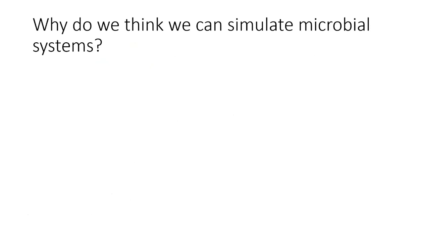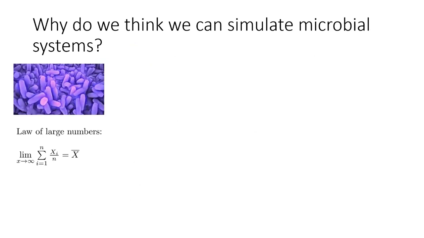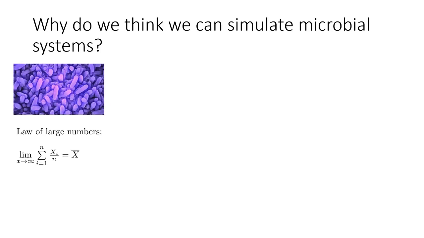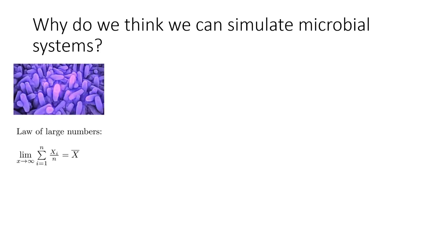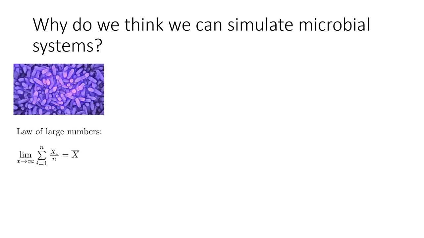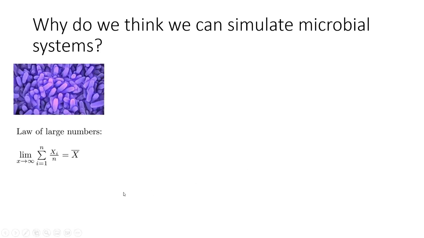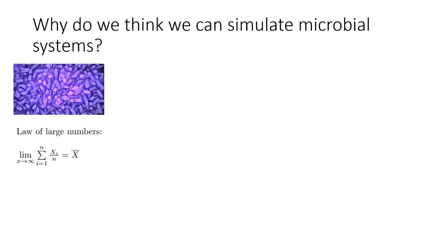But of course, maybe a more fundamental question is why do we think we can do this at all? One of the things that we can all agree about microbial systems is that microbes live in nature in very large numbers, much larger than, for example, when we talk about macroecology. Even in every community, you have billions and billions of cells. And a simple argument would be that by the law of large numbers, you would expect things to converge to some average.